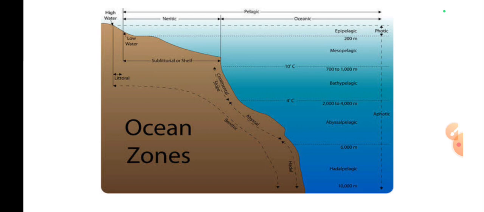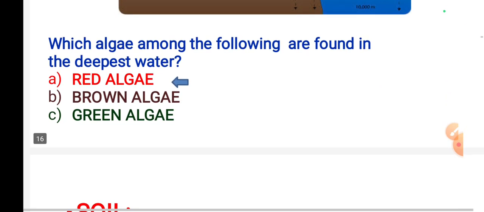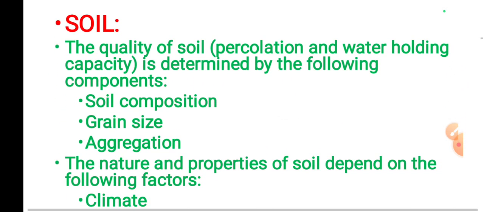What algae or shelves are there in the ocean zones? Which algae among the following is found in the deepest water? Red algae.